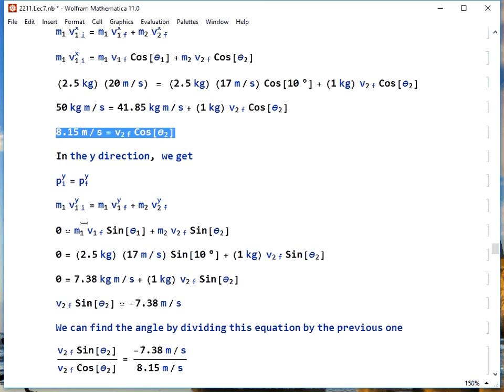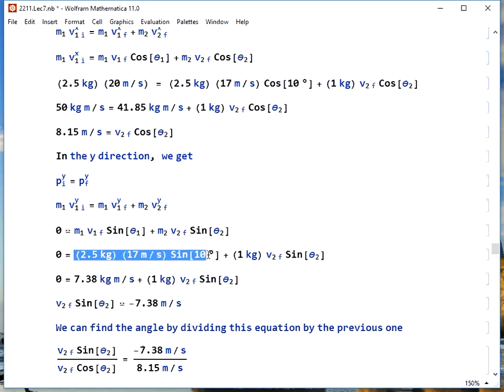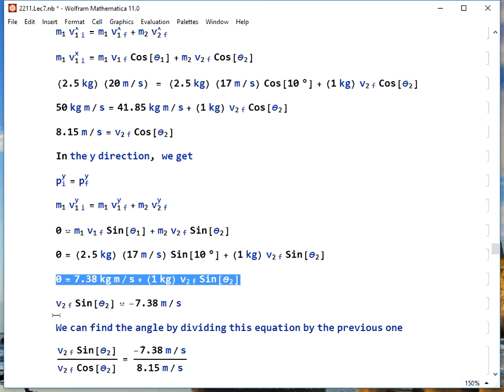In the y direction, we do the same thing, and this is why we picked the axes that we did. Now the incoming y momentum is 0, because we picked the x-axis to be in the direction of the incoming particle. Final y momentum, these 2 things must cancel, the piece from the projectile and the piece from the target. Again, we know all the projectile things. We don't know the target things. We can do some algebra and reduce this down to v2f sine theta 2 is negative 7.3 meters per second.